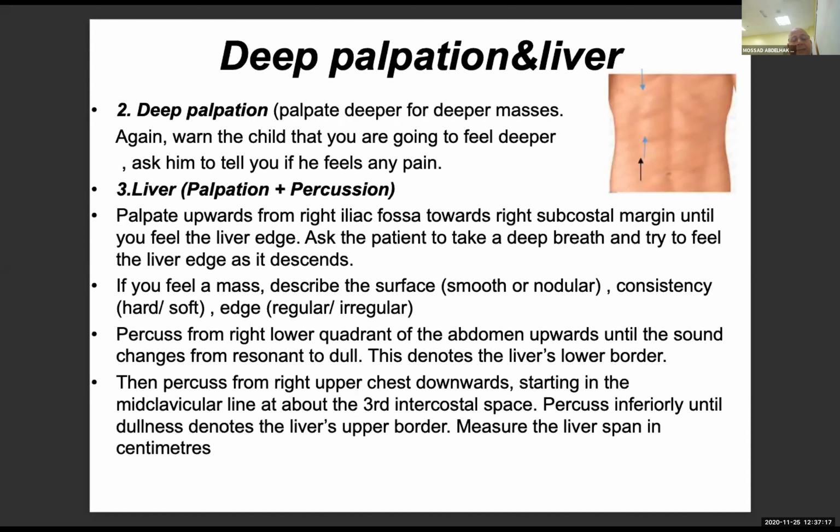Then you must percuss again from the right lower quadrant of the abdomen and define the area of loss or dullness or loss of percussion resonance, and from above, and you must measure the liver span.